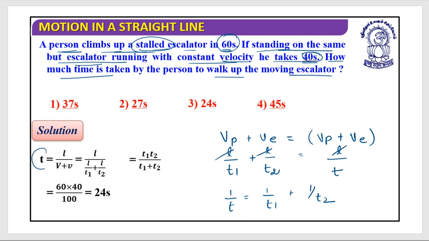So I do the same thing. T is equal to T1 into T2 upon T1 plus T2. So 60 is given, 40 is given, and divided by 100, it would be 24 seconds. Very easy question.